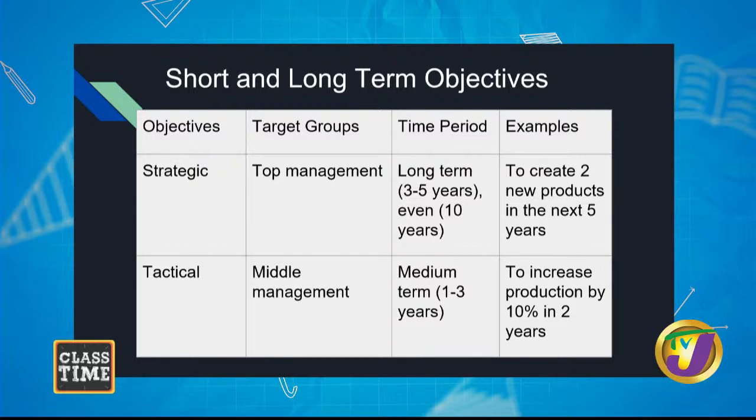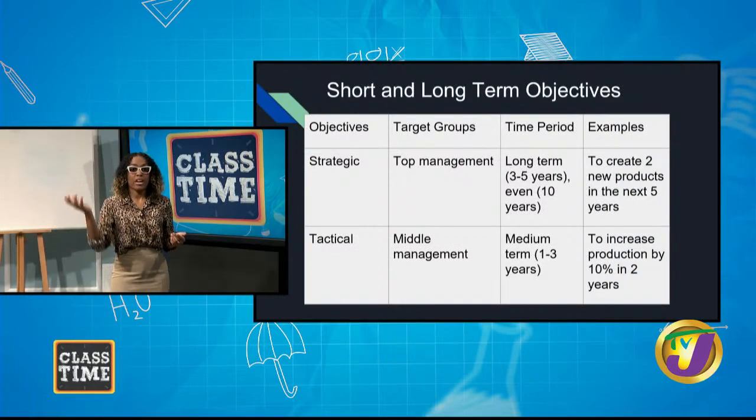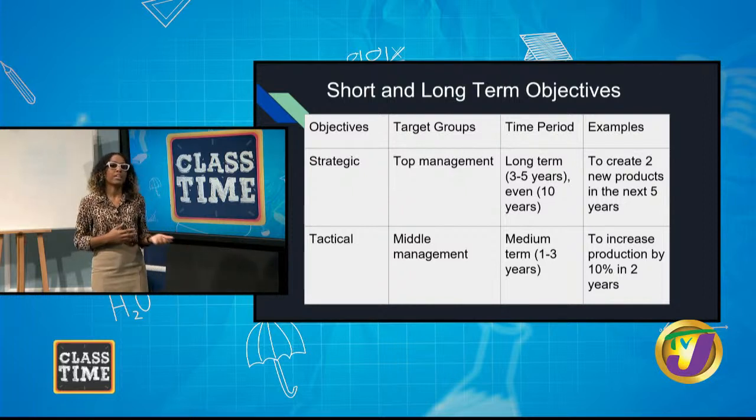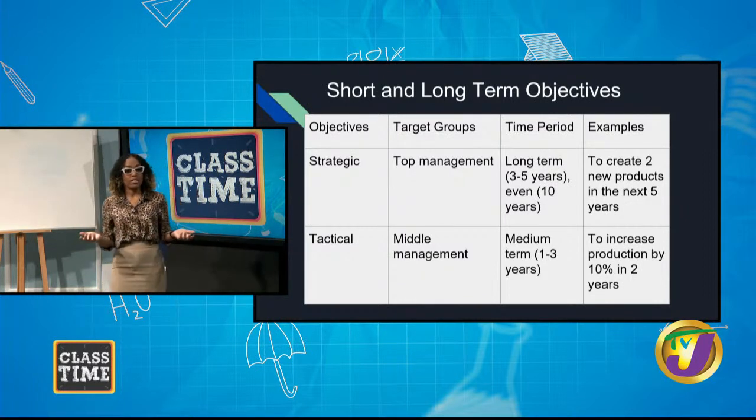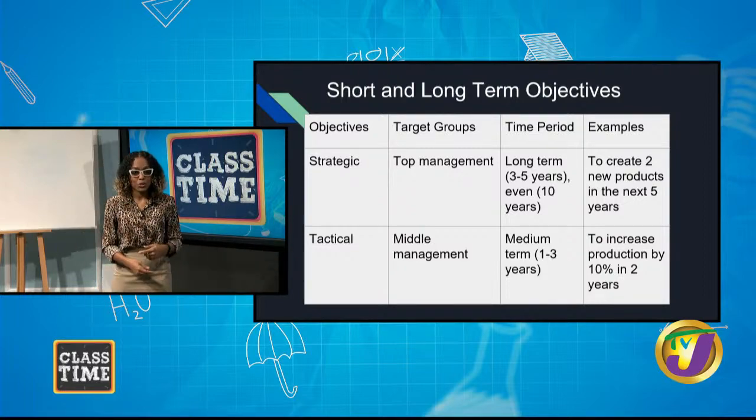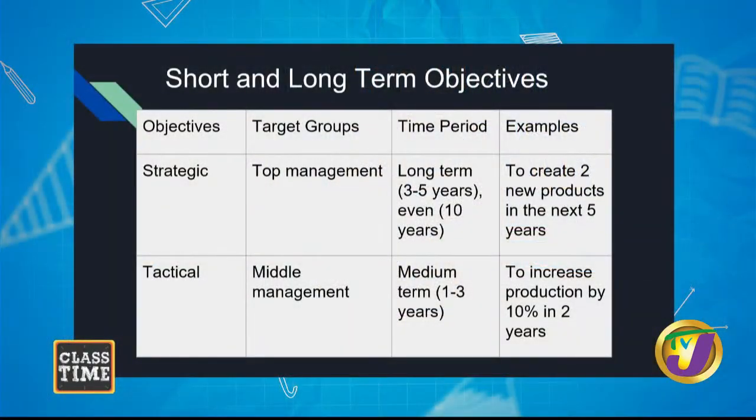And let us look at an example. To create 2 new products in the next 5 years. We know that when we want to create products or we want to basically come up with different ideas for probably even branches, different branches, it doesn't just happen overnight. We have to put work into it. So therefore, we cannot just say it's going to be for a year or even 6 months. That will not be realistic. And we're going to get into that type of thing later in the lesson. So for 5 years, we know that this would be a long-term objective, which goes back to strategic objectives.